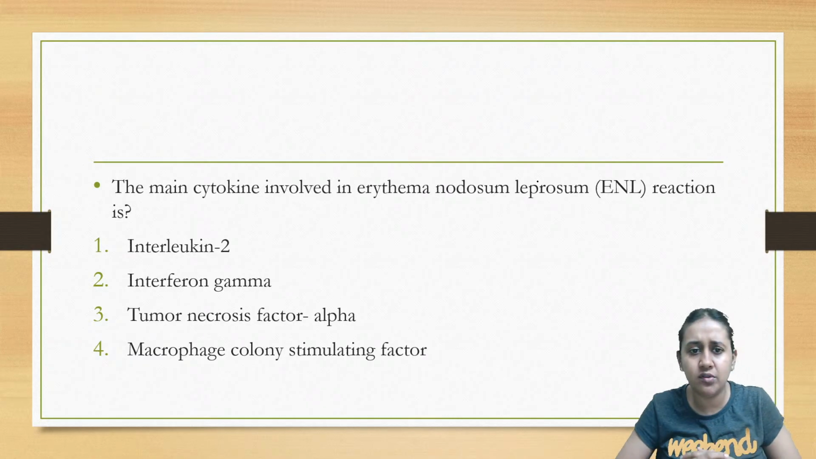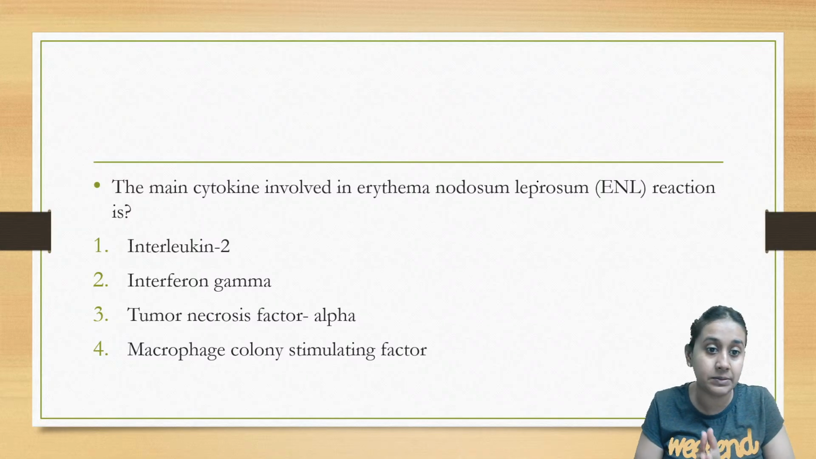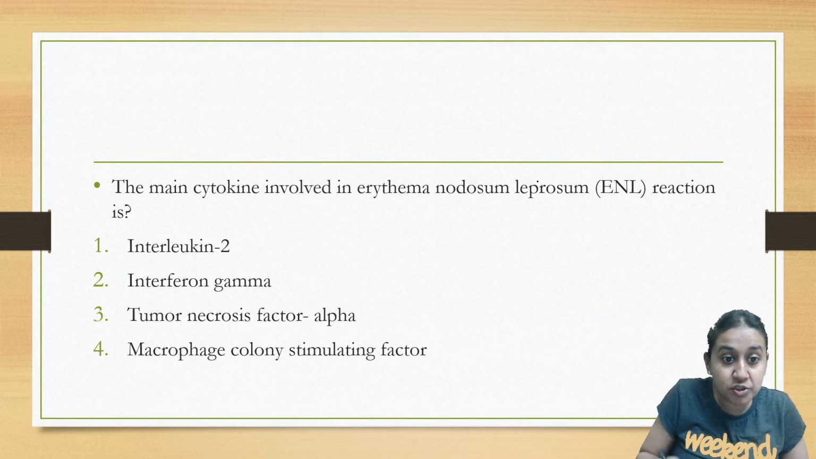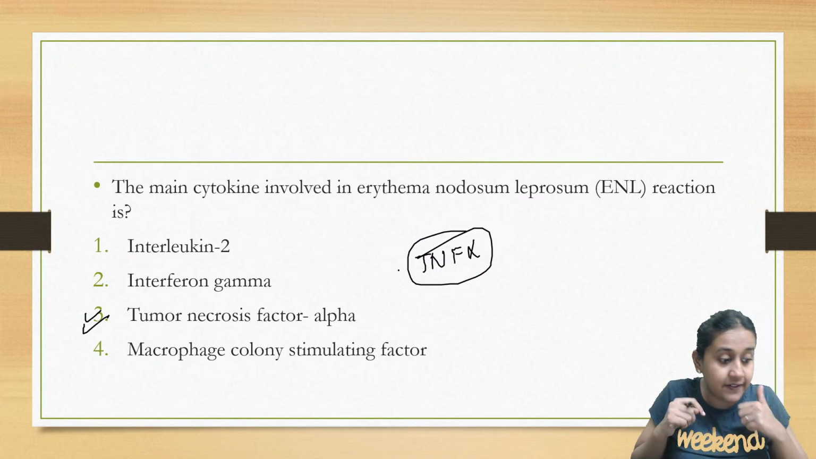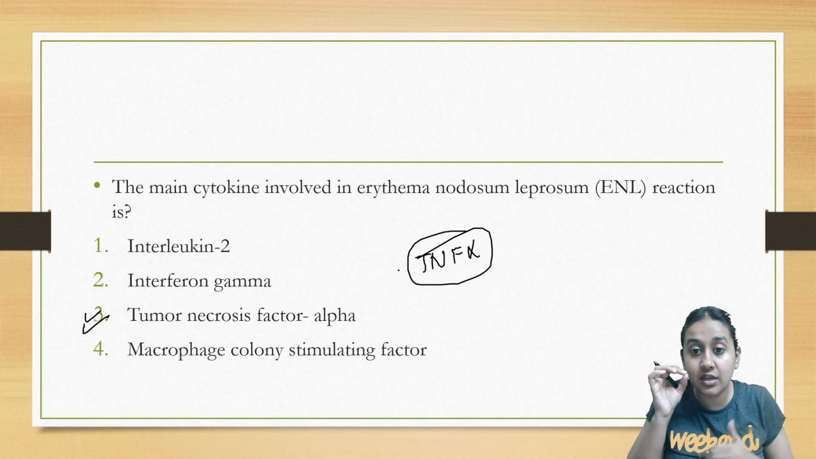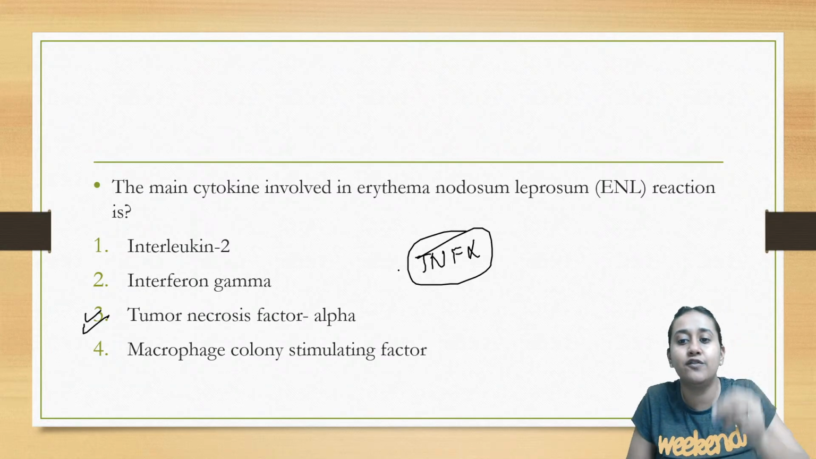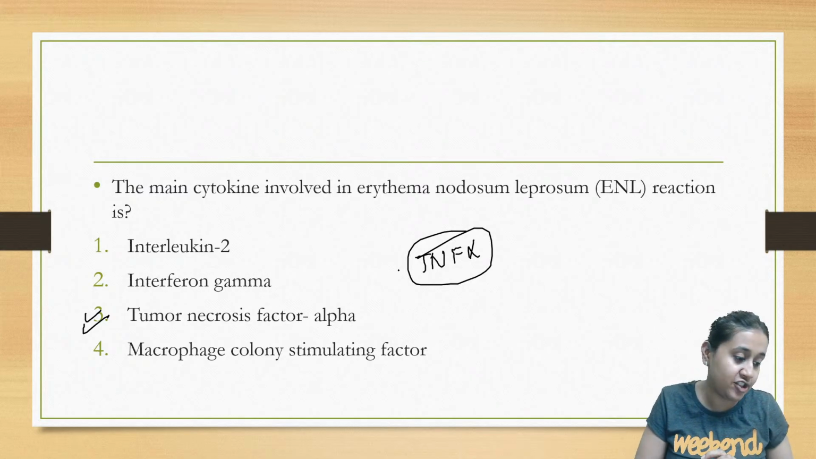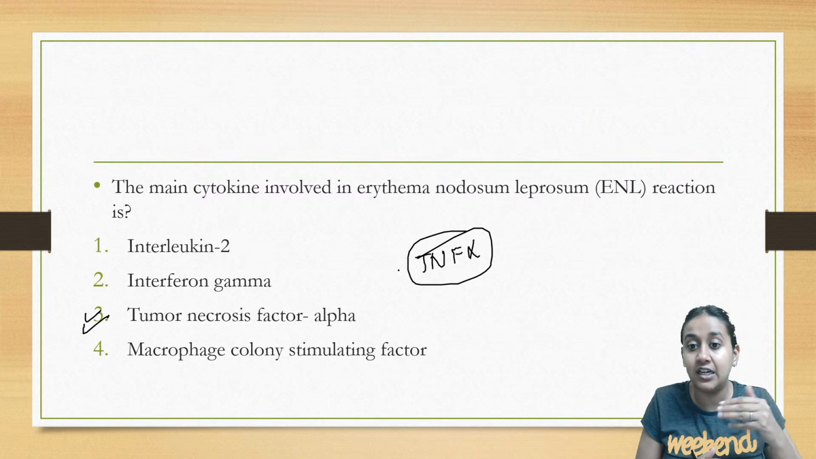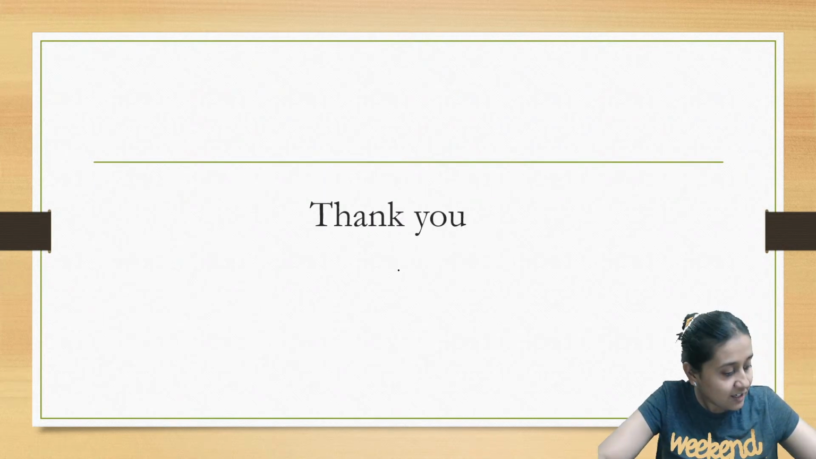Very nice, amazing all of you. Please remember, the main cytokine which is involved in erythema nodosum leprosum reaction is option number 3. It is TNF alpha. And please remember, because TNF alpha is the agent against which thalidomide works, thalidomide is considered the most effective drug for type 2 lepra reaction. Because of its many side effects, we consider steroids as the treatment of choice. So thank you all of you.